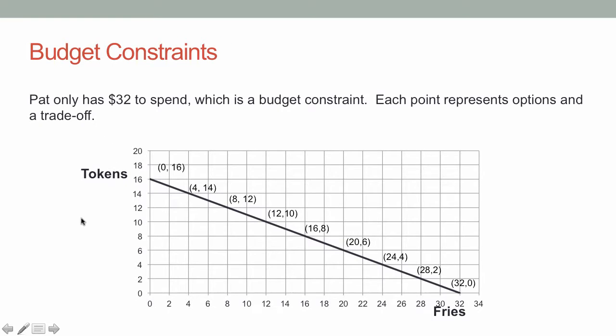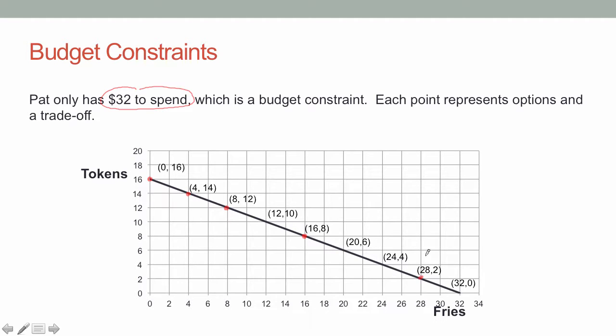So let's put it all together and guess what we got. If Pat only has $32 to spend, what is a budget constraint? Well, these are all the different combinations you could get of tokens or fries. Right here at this point on the line represents buying 16 French fries for $16, but then 8 bus tickets for a total of $16, and both those combined make 32. So the line represents all the possible combinations.